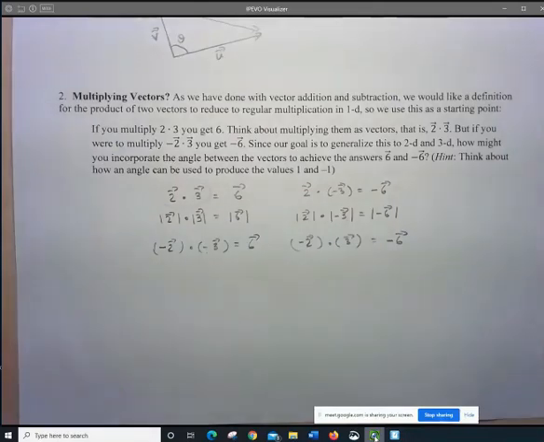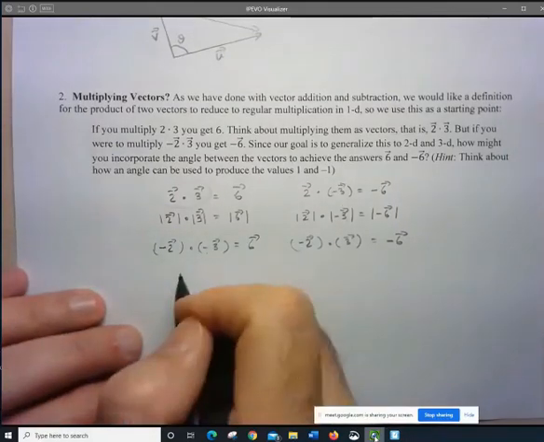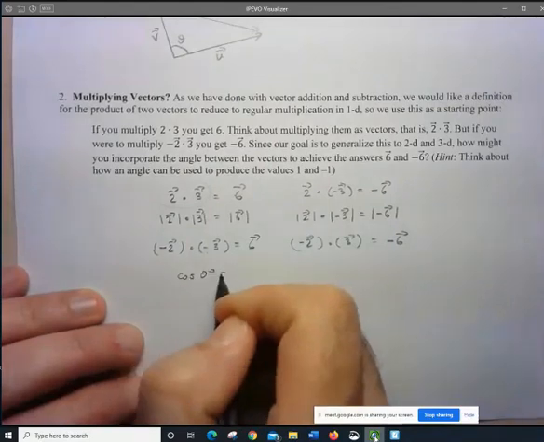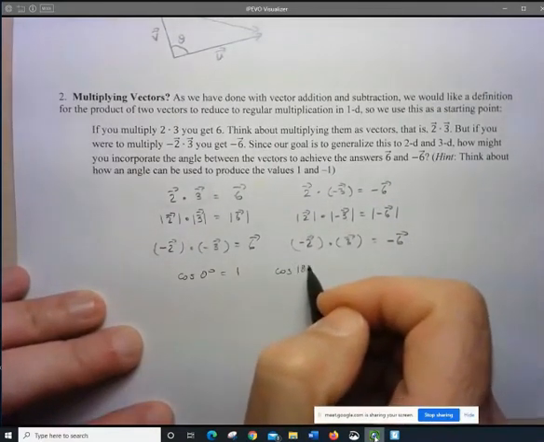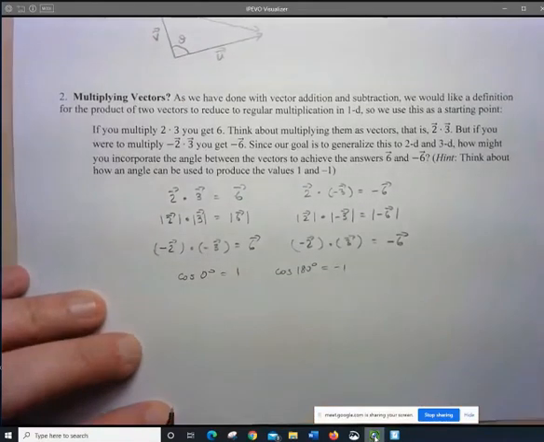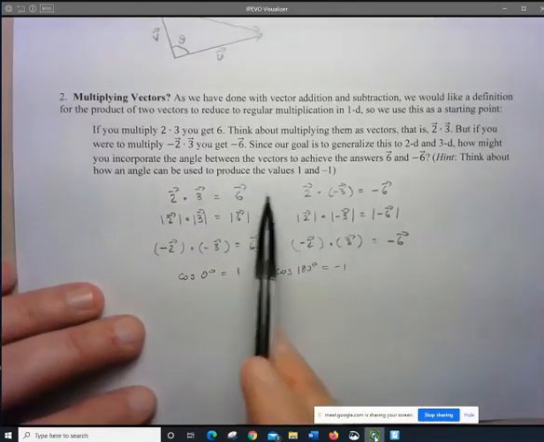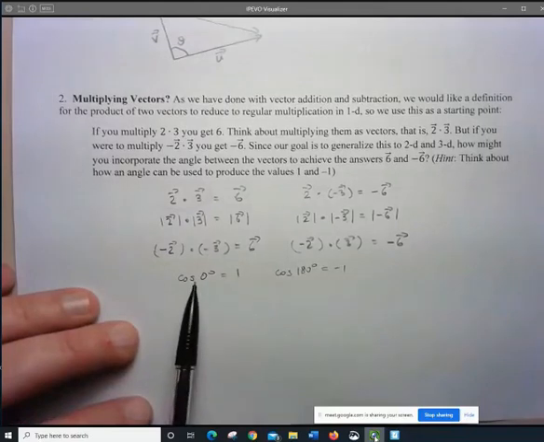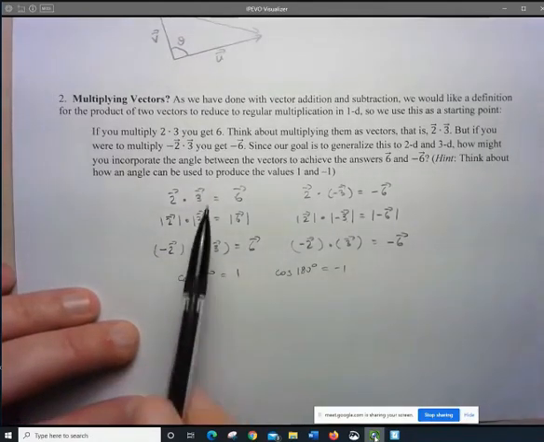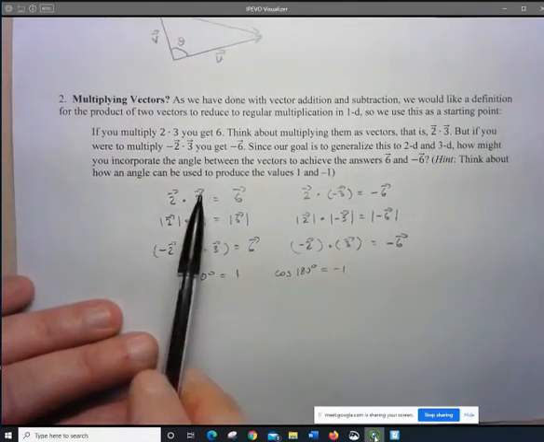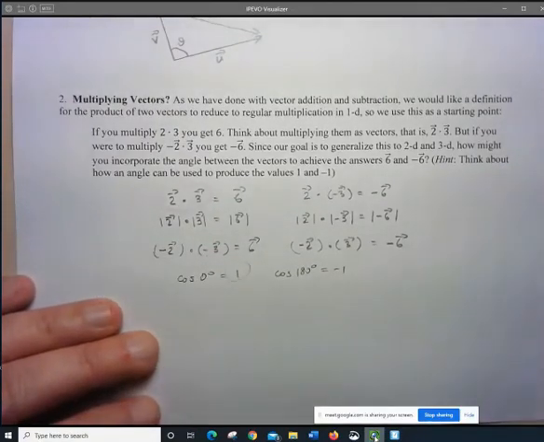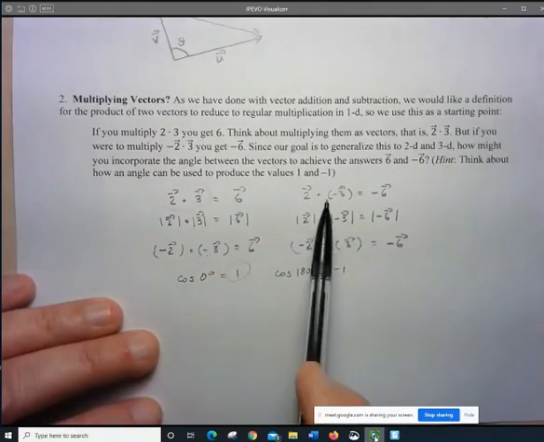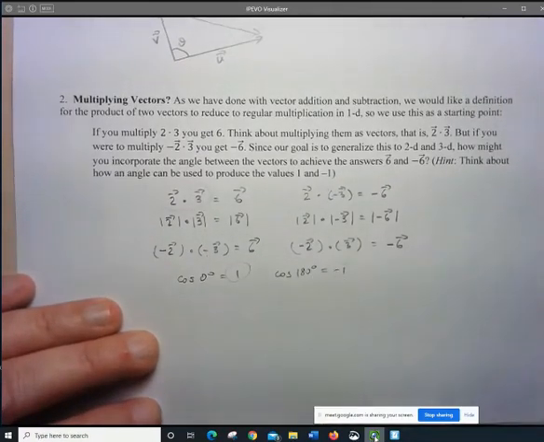There you go. Cosine. Because if I have cosine of 0 degrees, I just get 1. And if I have cosine of 180 degrees, I get -1. And hey, doesn't that sort of fit what we have here? When the angle between them is 0, whether they're both positive or both negative, I produce this positive value. And when the angle between them is 180, I produce this negative value.